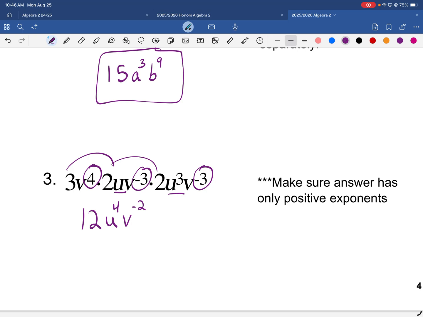Make sure that you only have positive exponents. So remember, if you have a negative exponent, make it a fraction and make it positive. And by making a fraction, all you have to do is drop it down to the denominator. If it's in the numerator, drop it down to the denominator. What do you suppose we do if it's in the denominator? Move it to the numerator. Okay, and we'll look at an example of that in just a second.